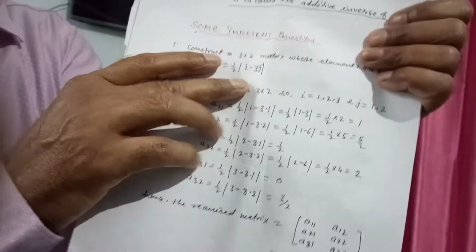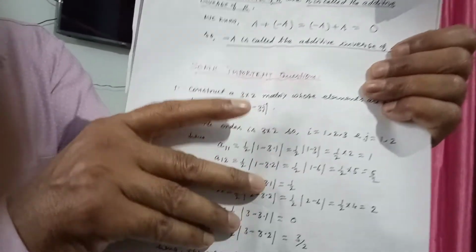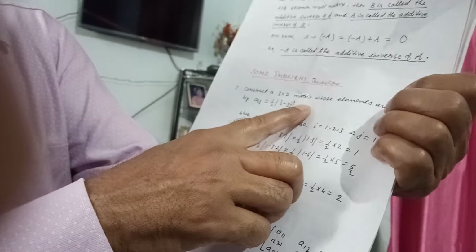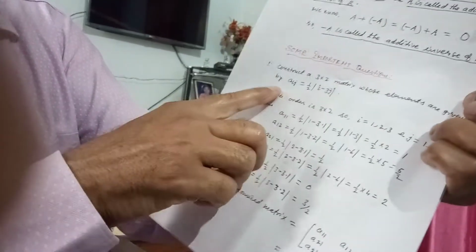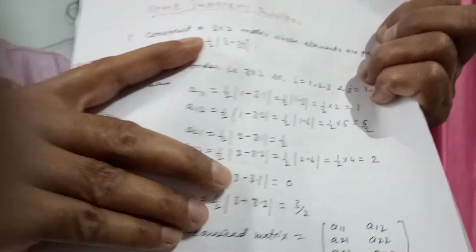Okay, students. Now some important questions. We come back to some important questions based on the operations of matrices as well as some properties of matrices. These examples are very important; such kinds of examples will definitely be asked in the board examinations. Suppose you have to construct a 3x2 matrix whose elements are represented as Aij equal to 1 by 2 of mod of I minus 3j. Suppose this is your question.